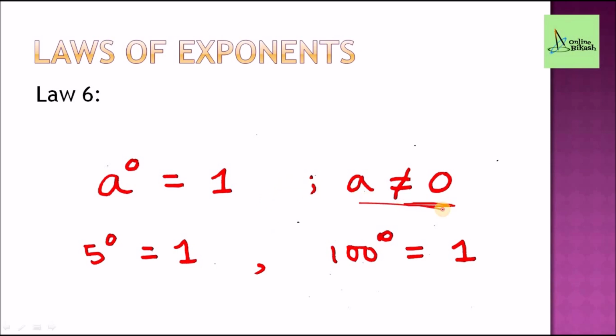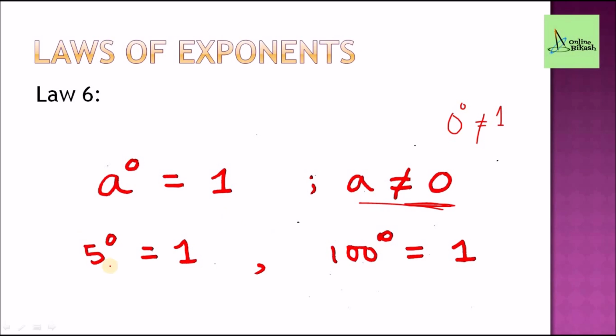It is very important. A cannot be 0. That means 0 to the power 0 is not 1. In fact, it is undefined. Remember, 0 to the power 0 is undefined. So why is it undefined? If you want to know, then comment in the comment section, and I will tell you in another part of this video.